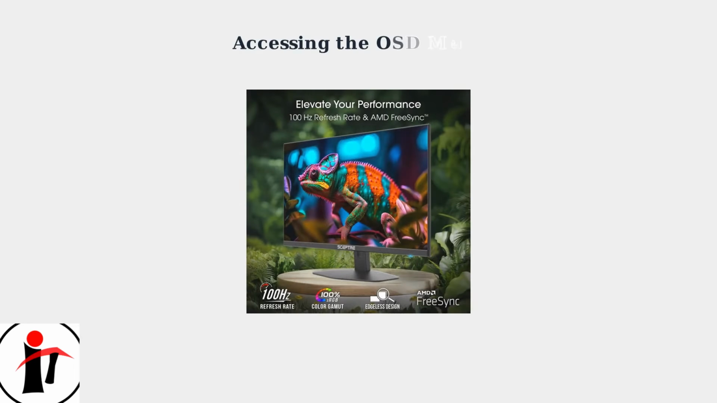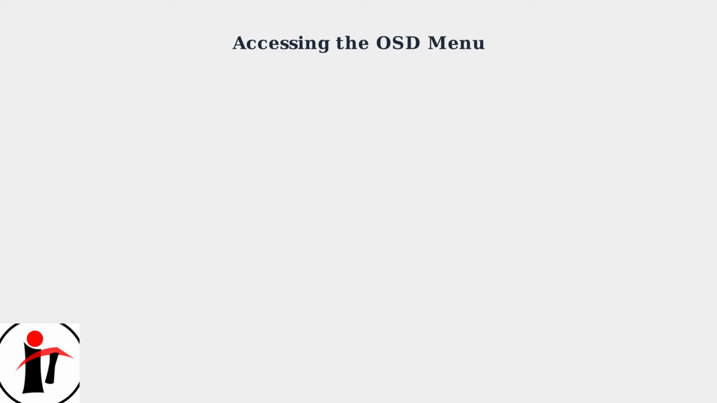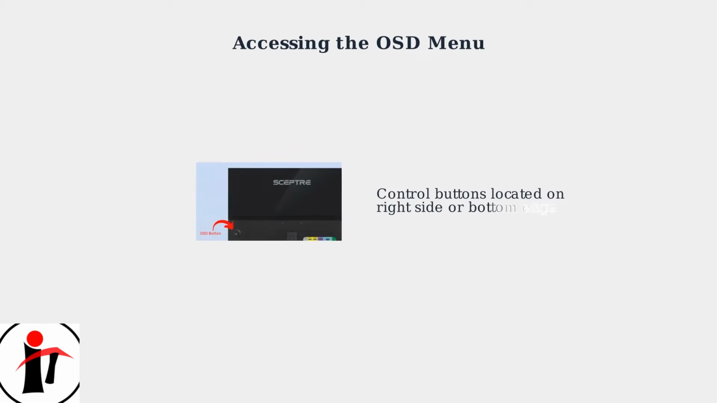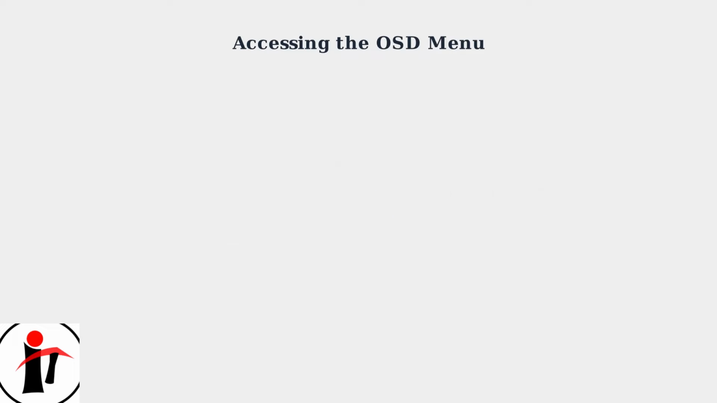To adjust brightness on your Sceptre monitor, you need to access the on-screen display menu, commonly called the OSD menu. This is your control center for all monitor settings. Sceptre monitors have physical control buttons that you'll use to navigate the menu system. These buttons are typically located on the right side or bottom edge of your monitor.